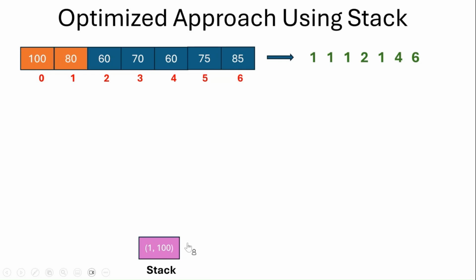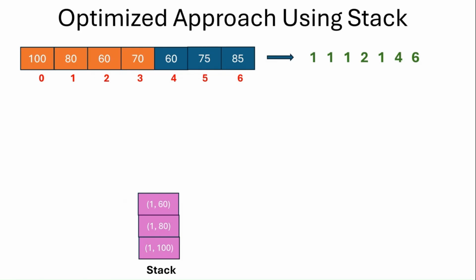So when the day 1 comes with the price 80, now there are no previous days where the stock price is less than or equal to 80. So we'll add 80 to the stack, like 1 comma 80. And this value we will return as the stock span for that day. Now when the day 2 comes, similarly there are no previous days where the stock price was less than or equal to 60. So we'll just add 1 comma 60 as an entry to the stack.